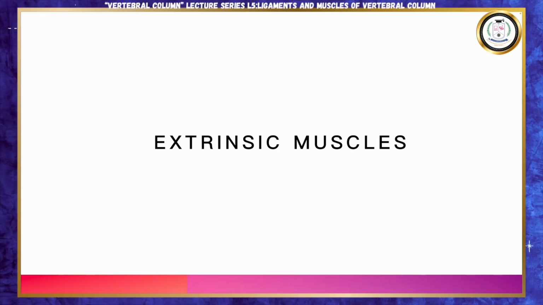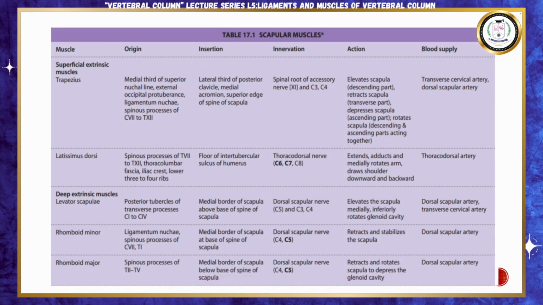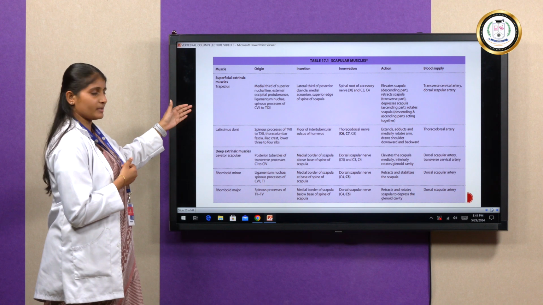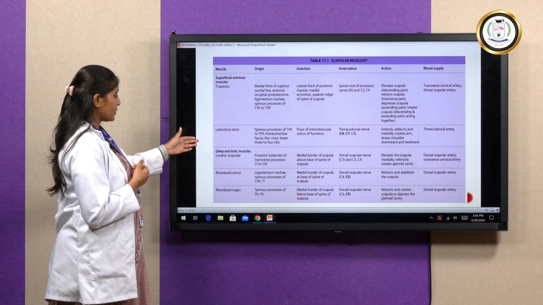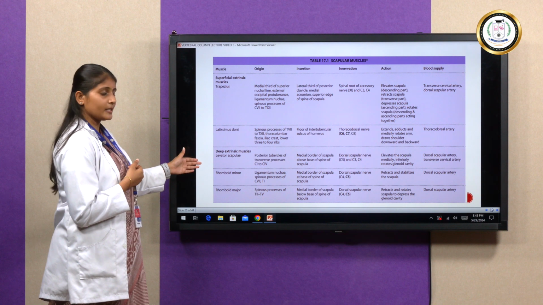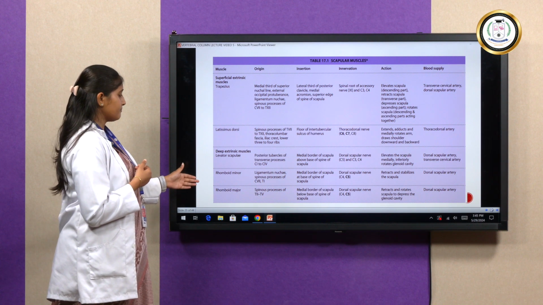First, we will see about the extrinsic muscles of the vertebral column. Here we have so many extrinsic muscles. These extrinsic muscles are classified into superficial extrinsic and deep extrinsic muscles. Under superficial, we have two major muscles, trapezius and latissimus dorsi. Then under the deep classification, we have levator scapulae, rhomboids major and minor.